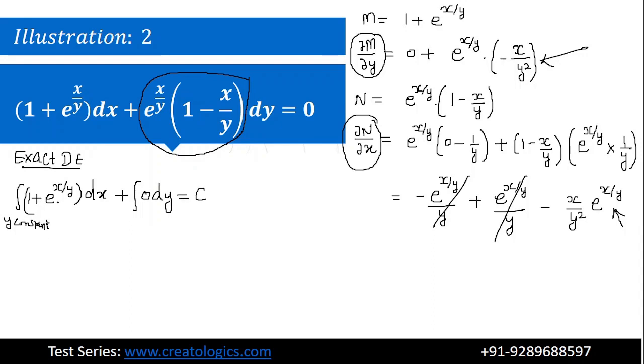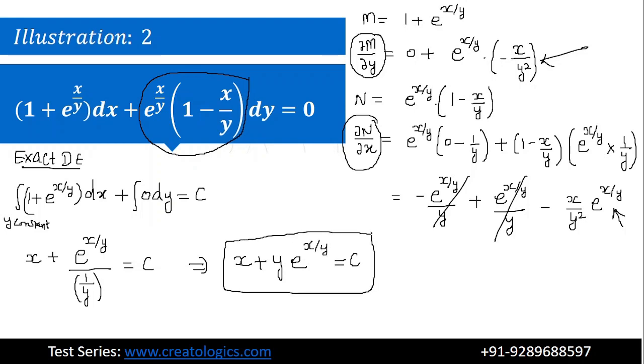Now let's integrate this part only, 1 plus e raised to the power x upon y with respect to x, keeping y constant. So I get x plus the integration of e raised to the power x upon y, which is given by e raised to the power x upon y divided by the coefficient of x, which is 1 upon y, is equal to c. If I further simplify this, I get x plus y times e raised to the power x upon y is equal to c, my final solution. It's the general solution, right? Here c is the constant of integration.